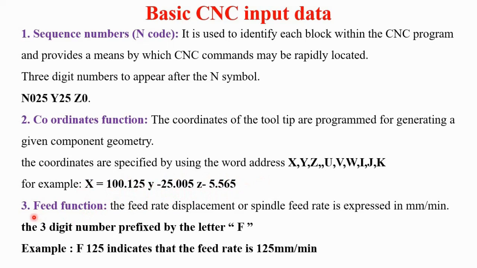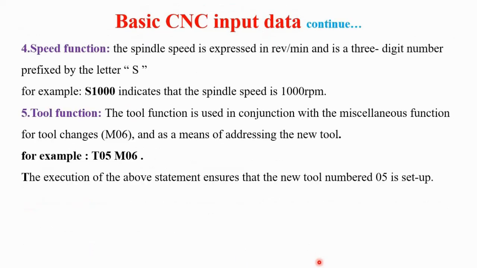Then the third function is the feed function. The feed rate, displacement, or spindle feed rate is expressed in mm per minute, and this feed rate is indicated by the letter F, a three-digit number prefixed by the letter F. For example, we can see here F125. This indicates that 125 is the feed rate. F is used to indicate the feed rate, and 125 mm per minute is the feed rate of this machine.